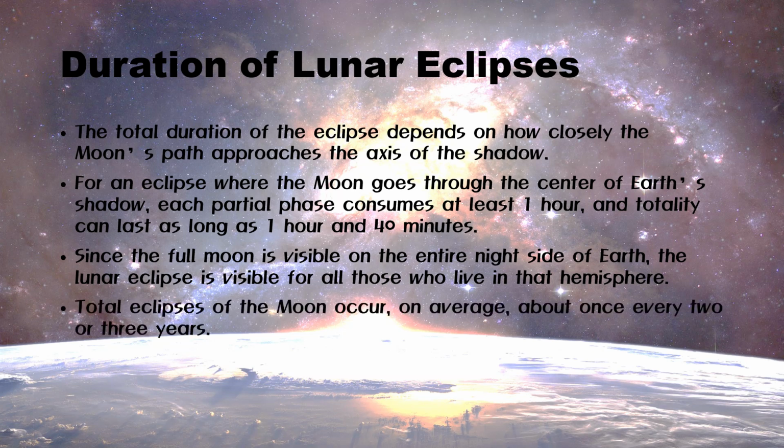Total eclipses of the moon occur on average about once every 2 or 3 years.